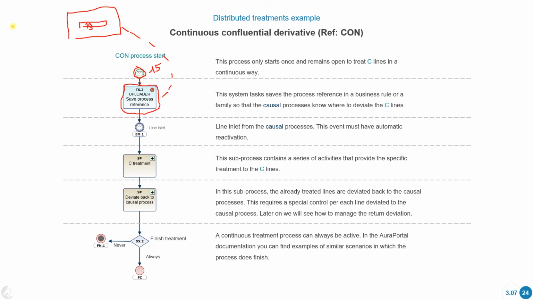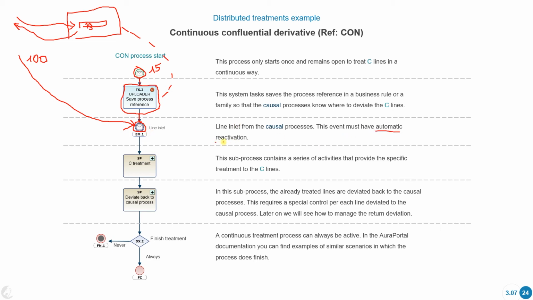And now when a causal process is triggered, it can look for this reference. We already saw that. We had an uploader system task that was in charge of doing this. It looks for the reference and brings it back to the panel of the causal process. Once it has that information, it can use it to correctly deviate to this intermediate event. So let's say we deviate 100 lines in one causal process. Now, the flow entered here and it stopped in this intermediate event, waiting for lines to be deviated here. It's very important that this intermediate message event has automatic reactivation.